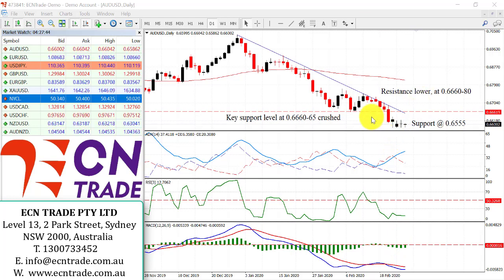The break of 66.60 has sealed the fate for the Australian dollar to eventually reach a target of 64 cents and reassess from there.